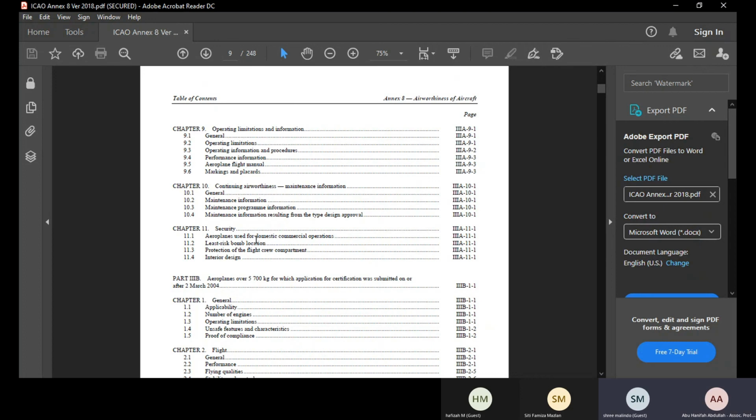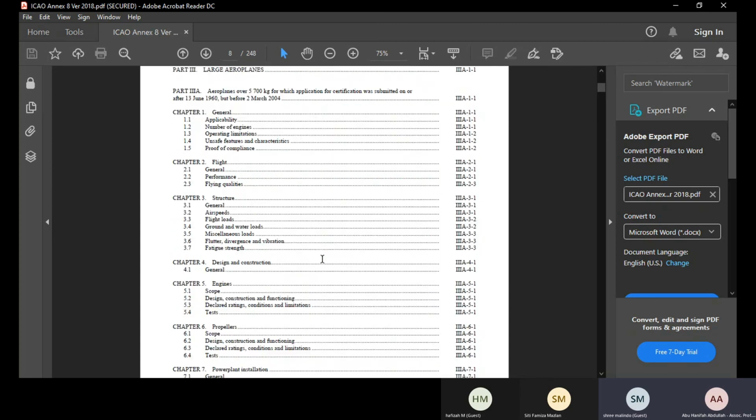Subpart H, chapter 11, security, is already included in subpart C, because of designing the bullet-proof, bomb-proof compartment, interior design, protection of flight crew, least risk bomb location. For aeroplanes used for domestic and commercial, you need to have this. And all this is already part of the structure design, which is in subpart C and subpart D. This is the basis.